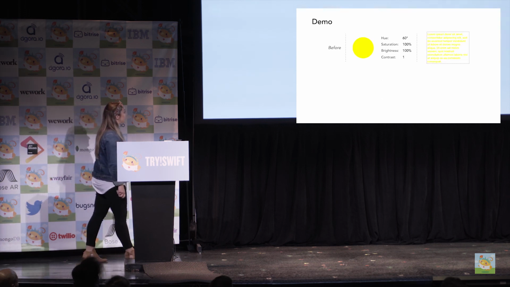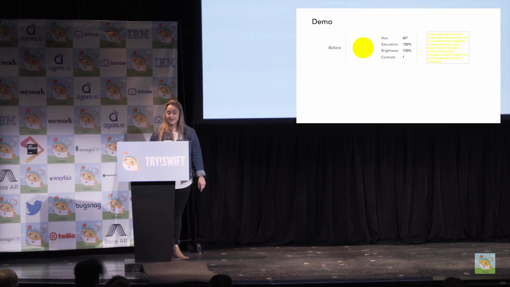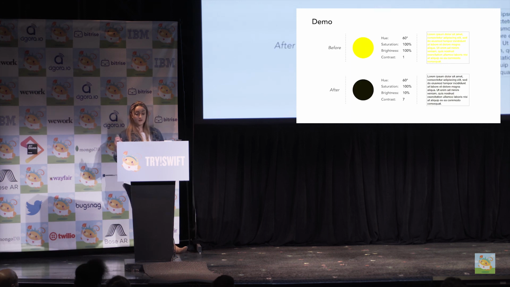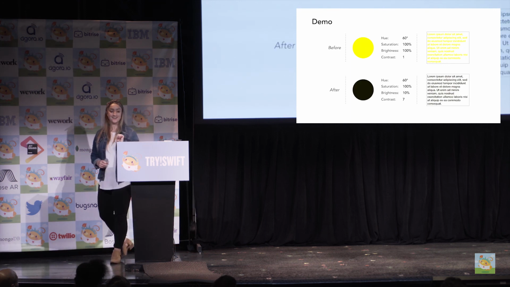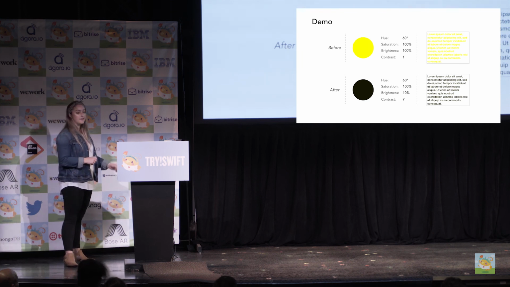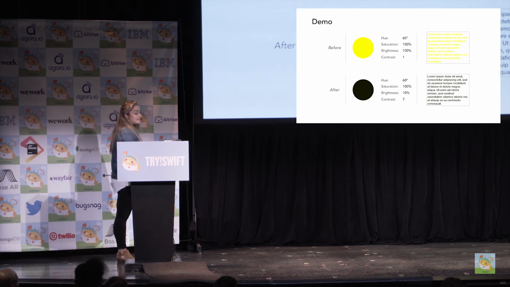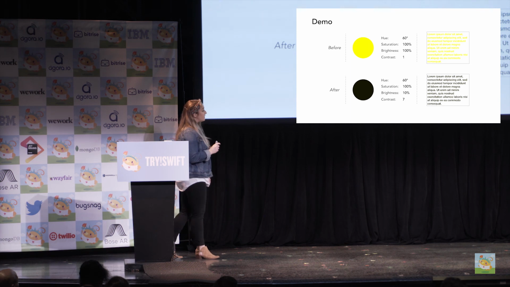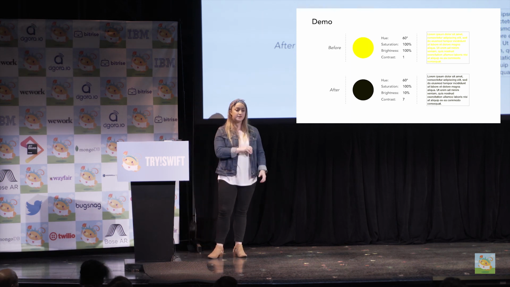Let's try it in light mode. Here's that yellow on the white again. When we run this code, wow, that's a super dark color. Now, you probably can't even tell in the back that that's a shade of yellow. That looks pretty dark.